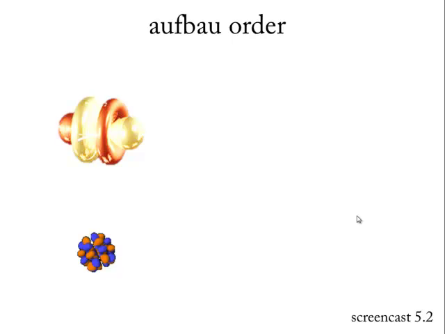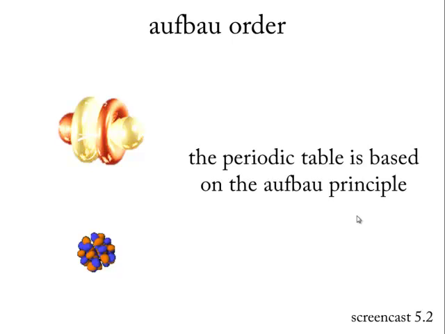So this is known as Aufbau order, German for build up. And the periodic table is based on the Aufbau principle. We're going to show you how these electrons fill up in a very predictable order. So predictable that we would easily be able to predict where the electrons are in an element that has yet to be discovered. This is Screencast 5.2.